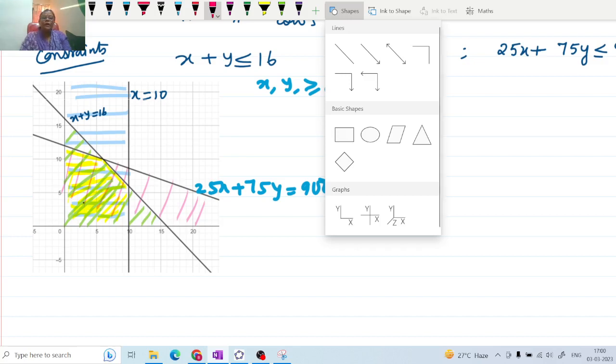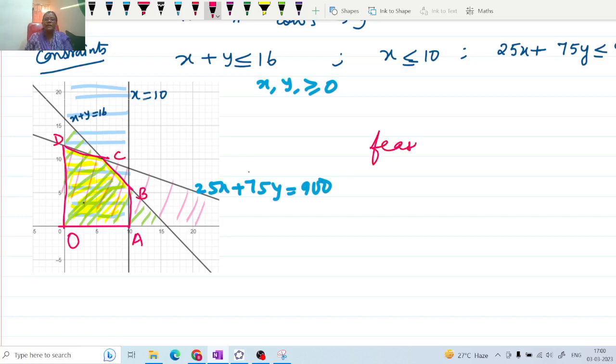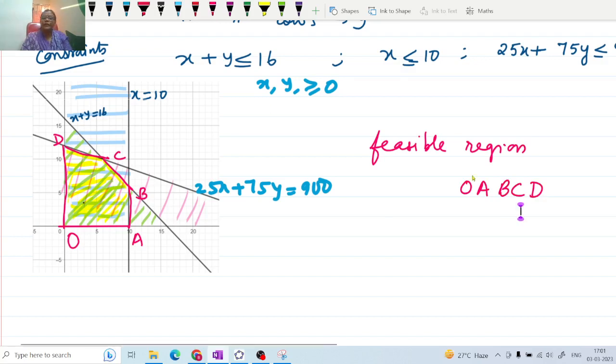You have to highlight the region because that's what the question says. It is this boundary, then it is this boundary. Highlight the region, name it, the quadrilateral, the polygon that you are getting. This is named as O, A, B, C, D. So the feasible region, this is how you'll answer. Feasible region is the polygon O, A, B, C, D. Fine. So that's how we take up this question.